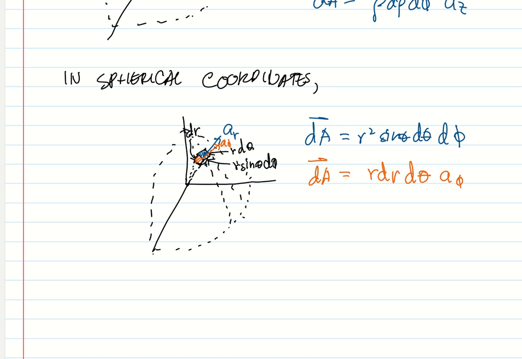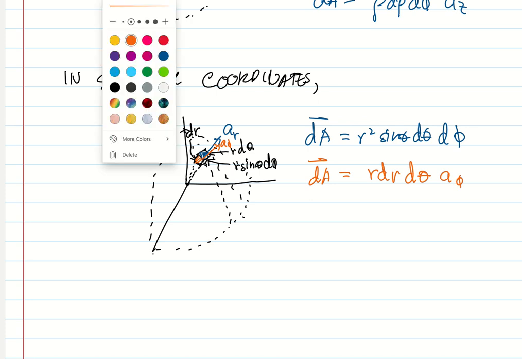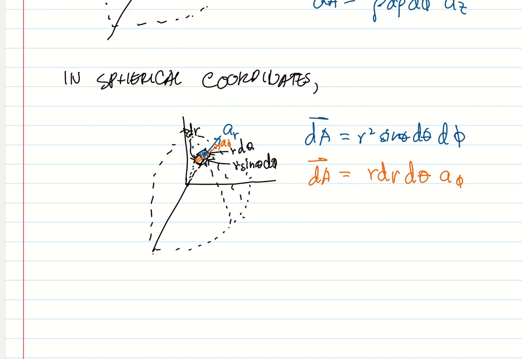And lastly, for this one, let's try another color. This area here at the bottom. So this will be in this direction, which is the a theta direction. And the area will be dr times this one, r sine theta. So dA will be equal to r sine theta dr times d phi in the theta direction. So these are the different differential areas in the different coordinates.